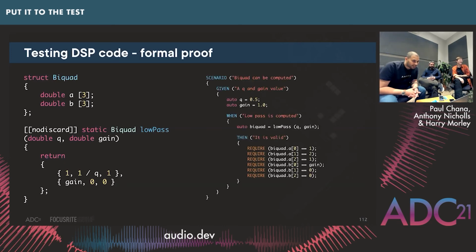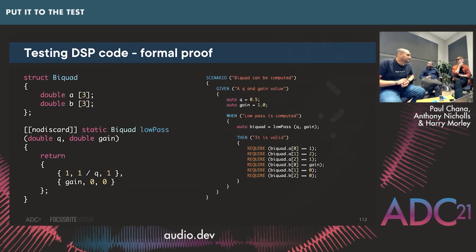I've got some code. In here, we're using the scenario given when then to actually confirm that the values we're getting out of the biquad are sensible and that they're in the required ranges. Now, there's an argument that what I wrote there is not really BDD because you're having to understand something about the internals.